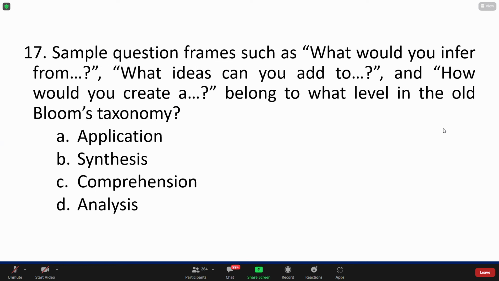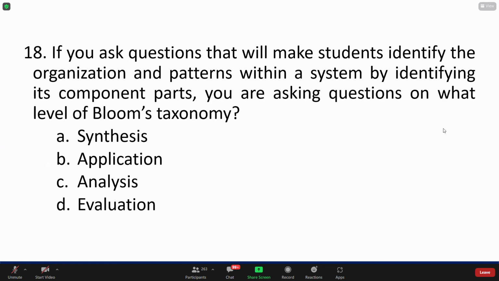Actually, the key term there is create. Which level corresponds to creating? In the revised Bloom's taxonomy, we have creating. So the answer is synthesis. Those are the word clues you should look for in the problem. The word clue here is create. In our revised version of Bloom's taxonomy, it is creating, and its translation in the old Bloom's taxonomy is synthesis. Okay? Next, number 18.